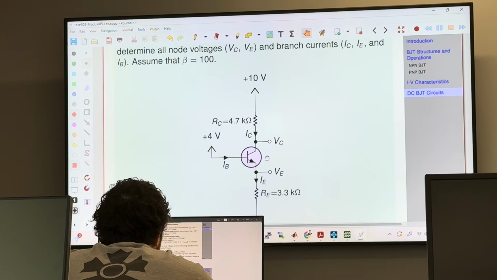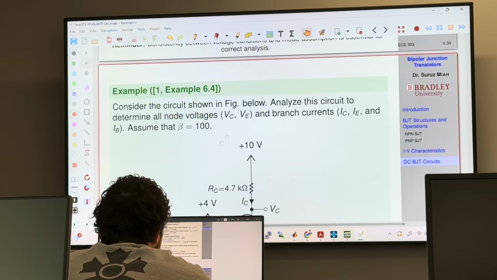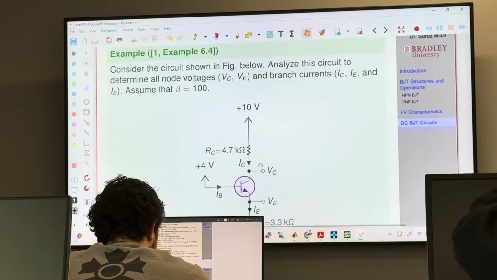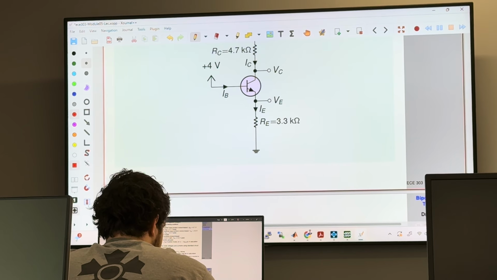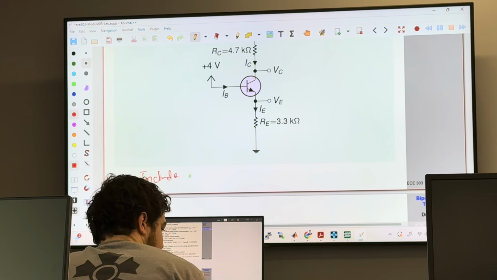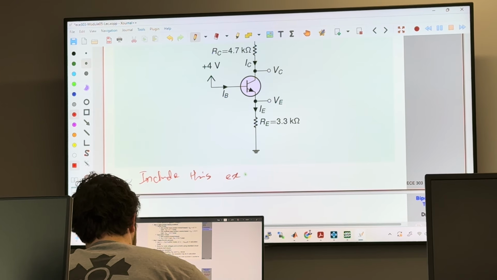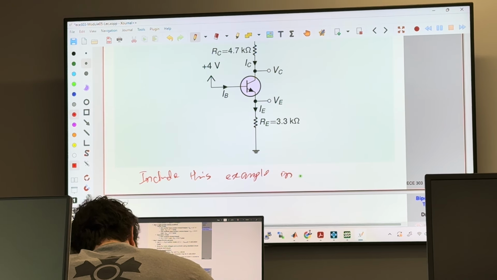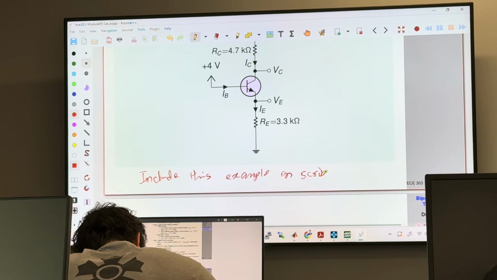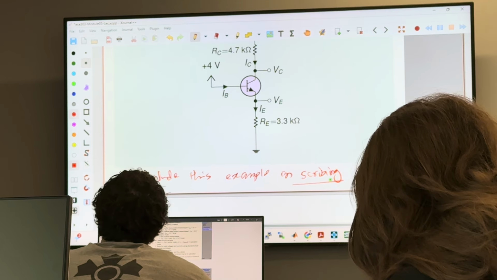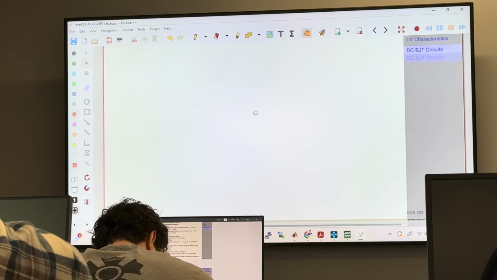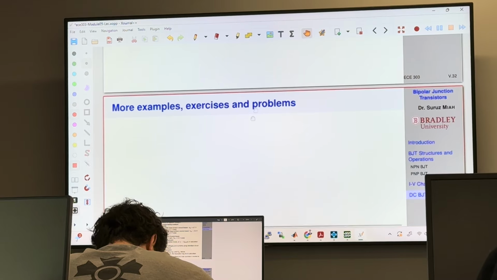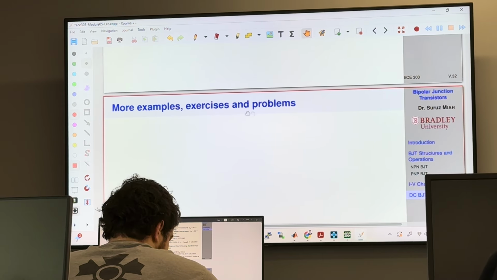So we have another example. For this example, consider the circuit below. This circuit is even easier. Here you have ground. So please include this in your scribe. Solution of this example, make sure you include this in your scribing. And yeah, more examples, exercises, and problems.